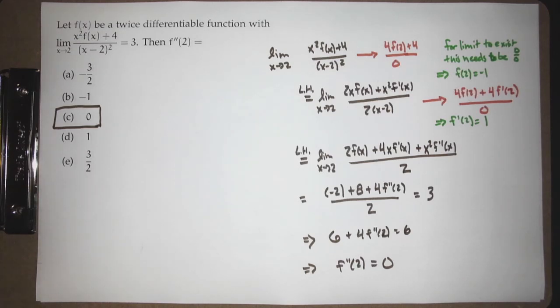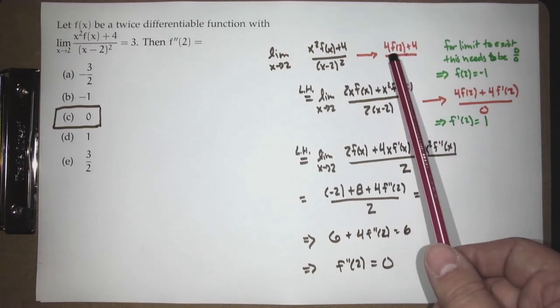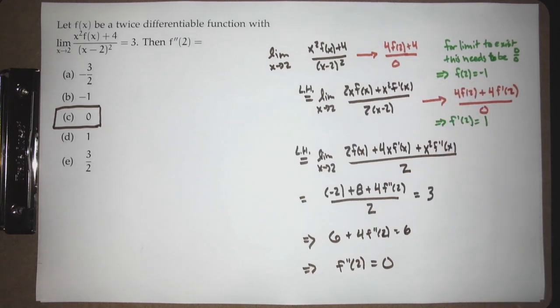Because if it's not 0, it means things are blowing up, heading off to some kind of infinity. The limit does not exist. But I know the limit exists because it told us so. So we need the upstairs to be 0. So 4f of 2 plus 4 needs to be 0. That forces f of 2 to be negative 1. Okay, now we know what f of 2 is. It's negative 1. We have 0 over 0.